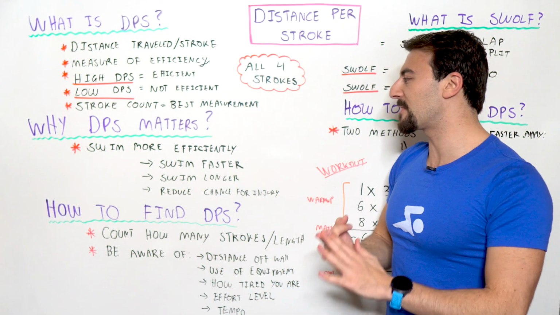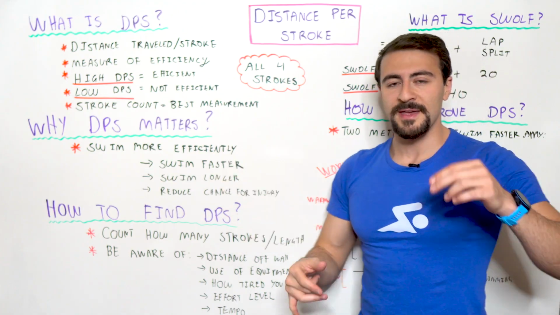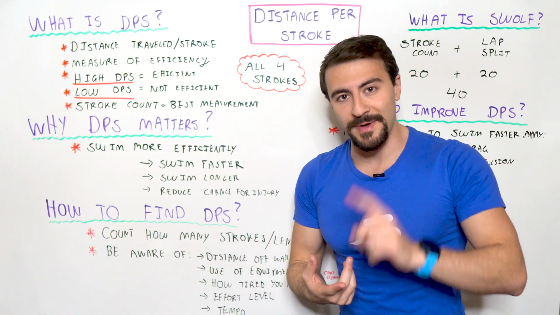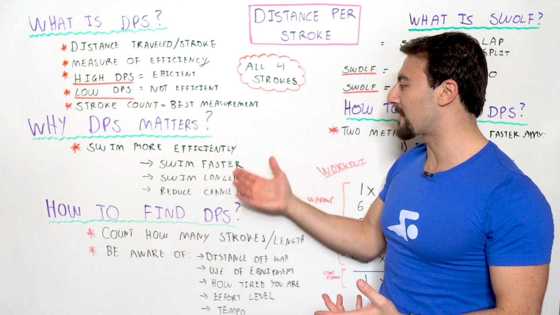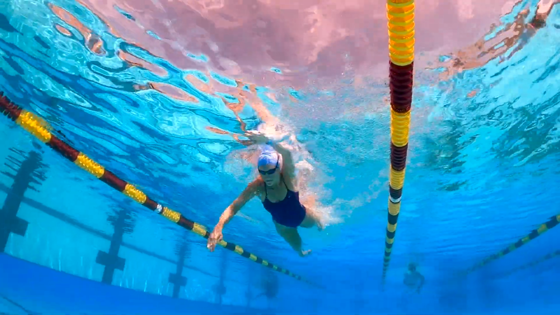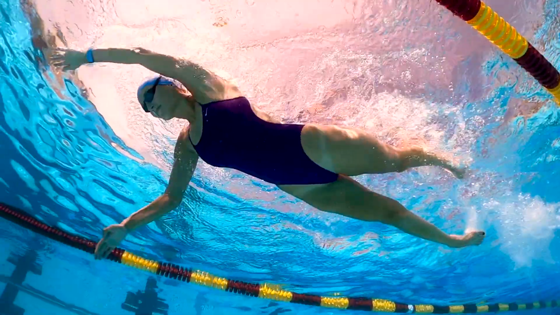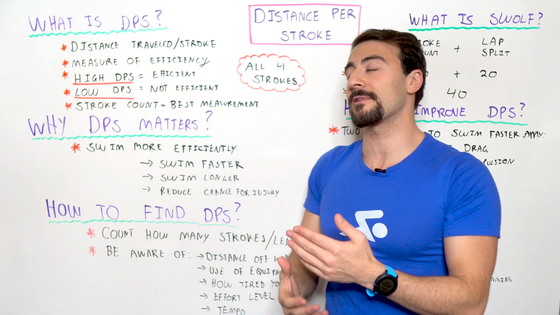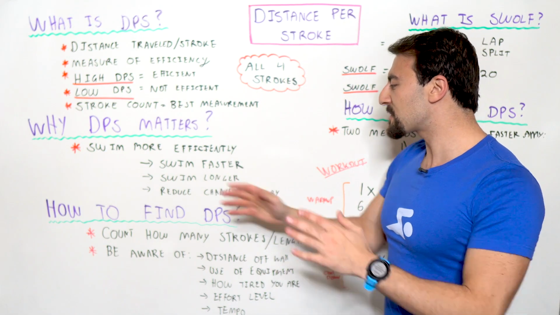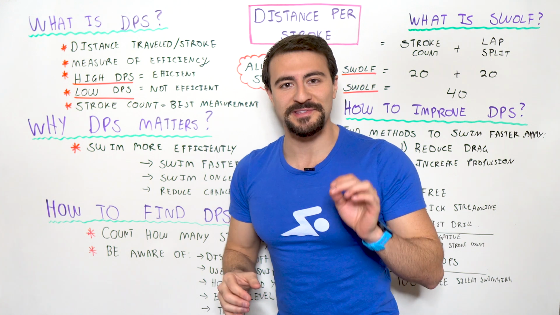It's really across 3 different levels. Not only can you swim faster, but you're going to swim longer, you're going to have better capacity because you're swimming with less effort, and on top of that, you're reducing your chances of injury because you're not applying as much force on your stroke unnecessarily. And so that's really, really important. So let's talk about how to find your distance per stroke.